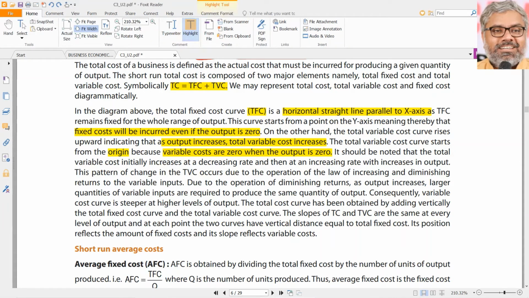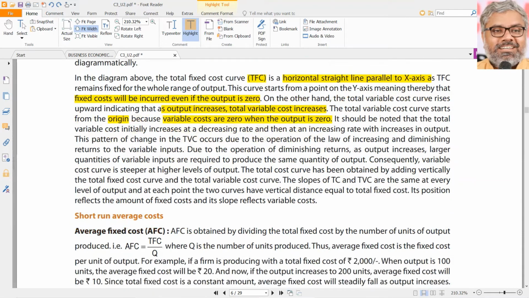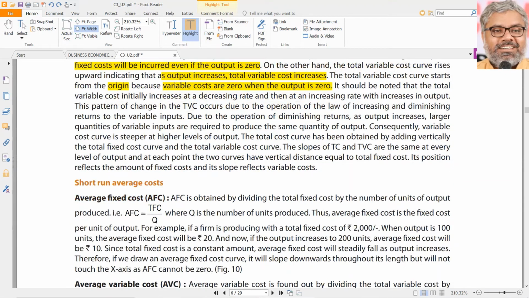Total fixed cost curve was parallel to x-axis. Of course, there is another point here. Variable cost increases at a decreasing rate, then after that increases at an increasing rate. All these things will come to them when we understand the theory of cost in line with the theory of production. The curvature of the total variable cost, we don't have to worry now. That will be there anyway.